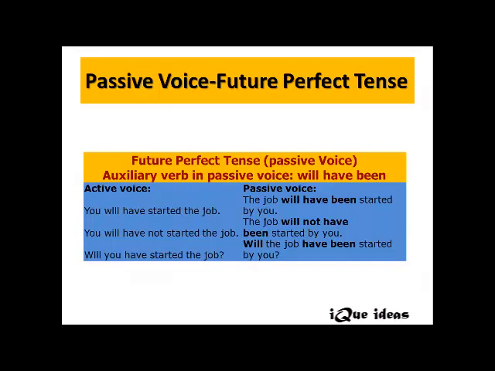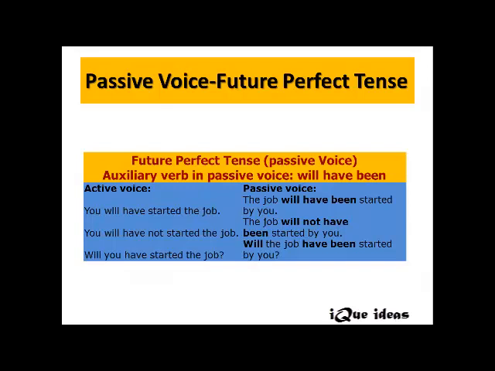You will have started the job. This is in future perfect tense and the sentence is in active voice because the subject is active here. He is performing an action here, right? And the subject in the sentence is you and the object is the job, right? When we change from AV to PV, the object takes the position of subject in passive voice. That's how the sentence starts with the job will have been started by you. If you notice, there is only one addition in passive voice, that is the helping verb been, right?